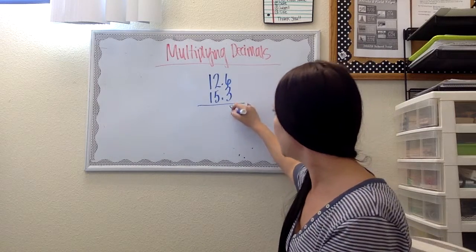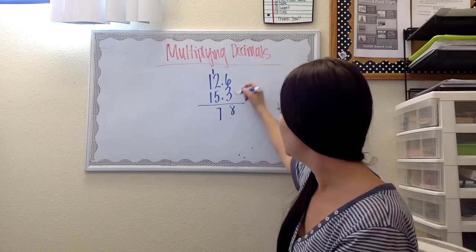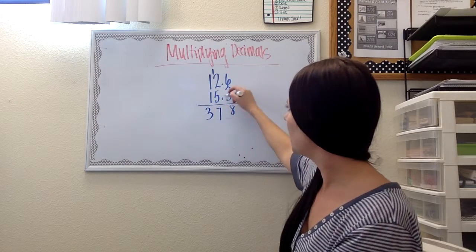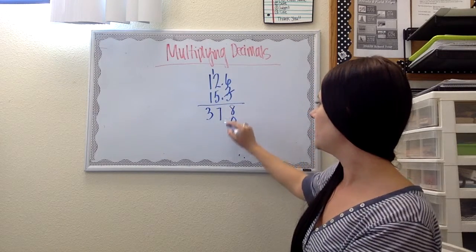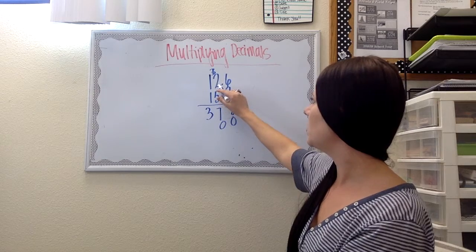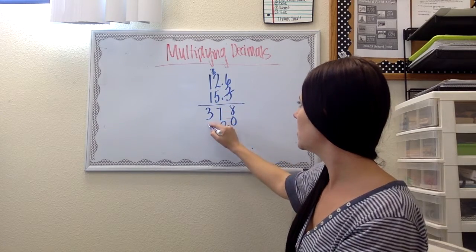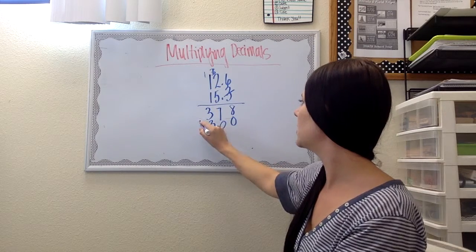3 times 6 is 18. 3 times 2 is 6, plus 1 is 7. 3 times 1 is 3. We're going to cross that out and leave a 0 because I only crossed out one number. 5 times 6 is 30. 5 times 2 is 10, plus 3 is 13. 5 times 1 is 5, plus 1 is 6.